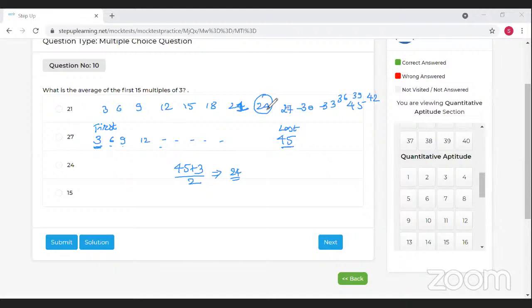Another easy, direct way of doing this: 15 multiples means that 15 terms will be there. Agree? Now 15 terms means that the middle term will be the average, and the middle term is the 8th. So 8 into 3, 24 will be my answer. Understood, Jui, Hasib?